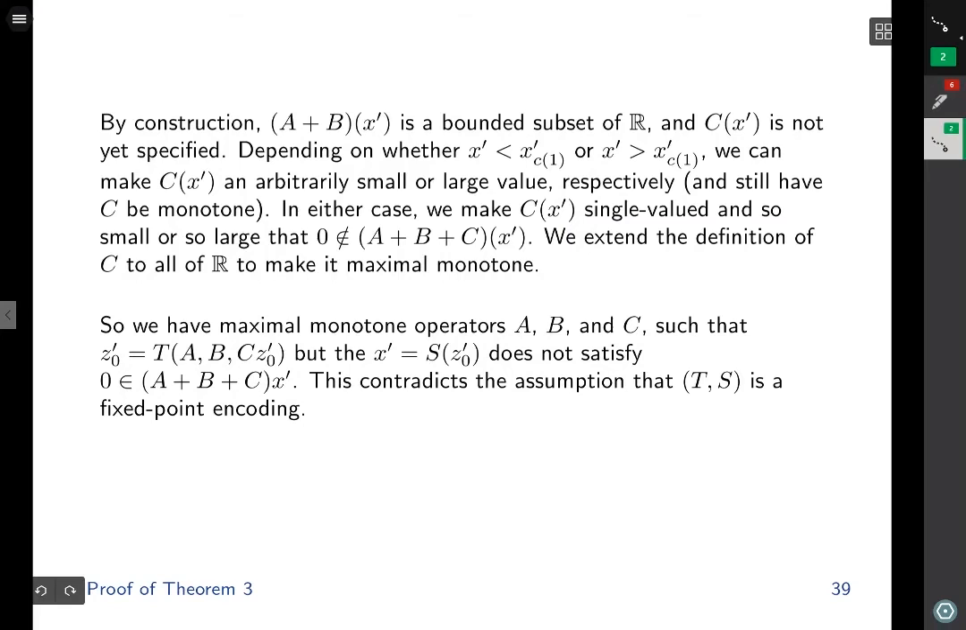In either case, we make the output of C at the purported solution to be single-valued and so small or so large so that 0 is not within A plus B plus C evaluated at the purported solution x prime. We extend the definition of C to all of R to make it maximal monotone. Now we have a contradiction. We have maximal monotone operators A, B, and C such that z0 prime is a fixed point of the fixed point mapping T, but the output of the solution mapping is not a solution. This contradicts the assumption that T, S is a fixed point encoding.